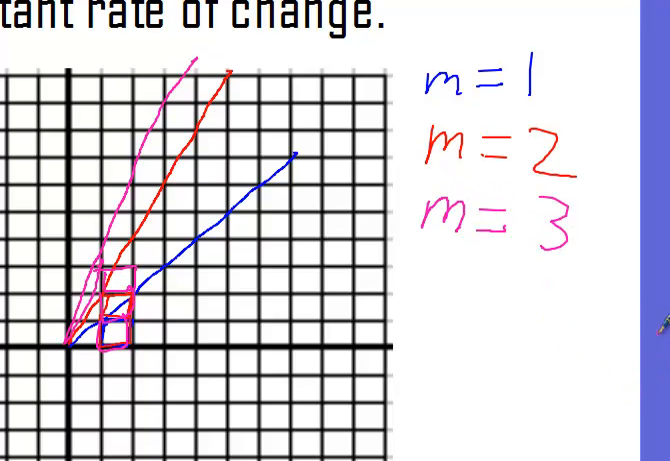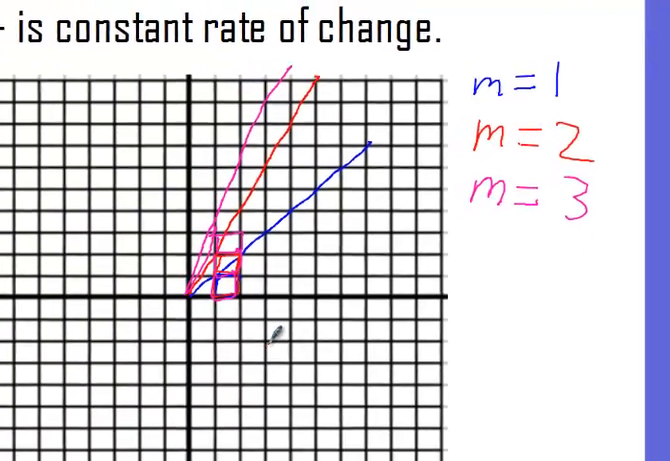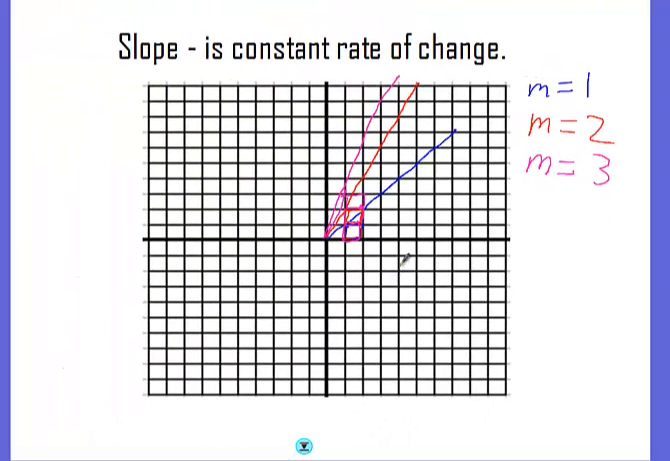Basically, as you look at each of these lines, the blue, red, and pink, as the slope increases, there's a higher rate of change, meaning for every time we go to the right once, we're going up more. For the blue, we went 1 to the right, up 1, each time. For the red, we went 1 to the right, up 2, each time. And for the pink, we went 1 to the right, up 3, each time.